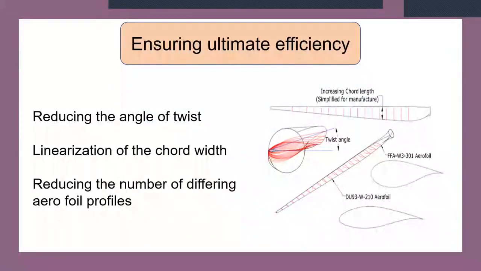And lastly, how do we ensure ultimate efficiency? There are three main things that we need to always remember: we have to reduce the angle of twist, we have to linearize the chord width, and lastly, we have to reduce the number of differing aerofoil profiles, and that will give us the most suitable wind turbine blade with the most efficiency.